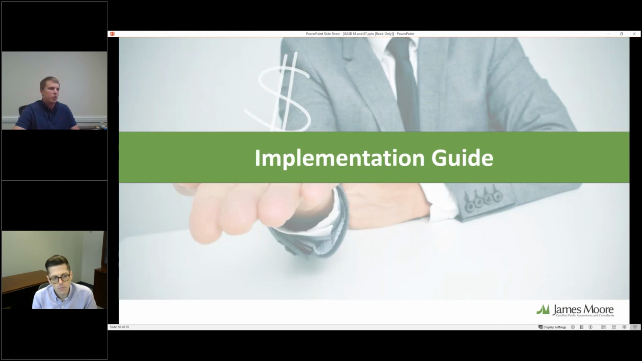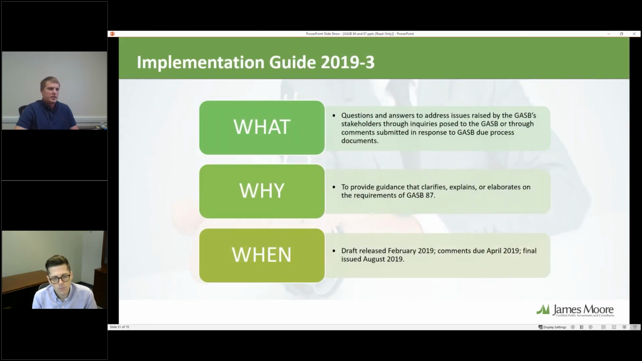All right, so now we're going to jump into the implementation guide itself. As we mentioned before, the implementation guide that came out has quite a few questions that are really good. It's honestly one of my go-tos whenever I've got a question about GASB 87 or I've got a client who asked me about it. There are quite a few questions that have been answered already in the implementation guide. So it is a really good resource.